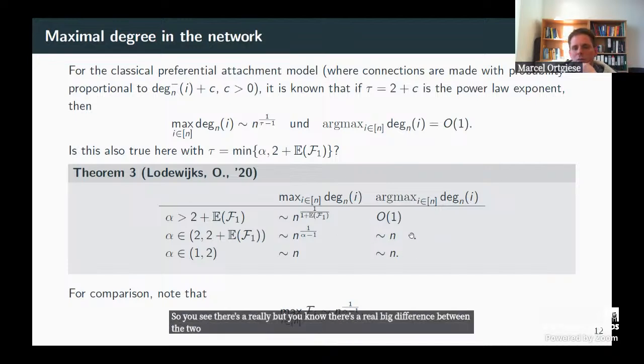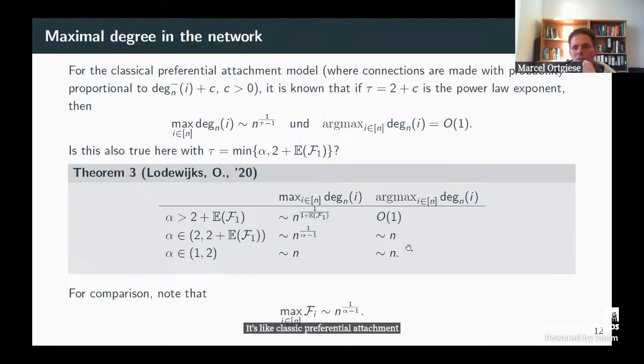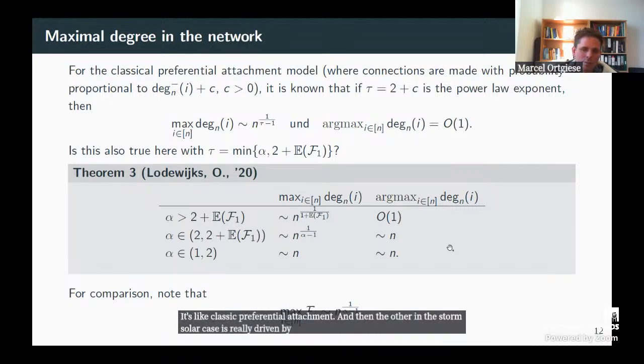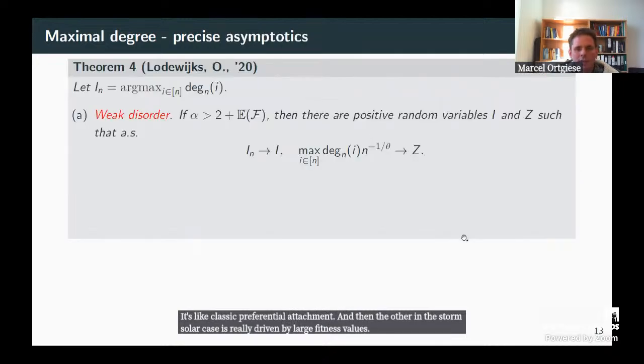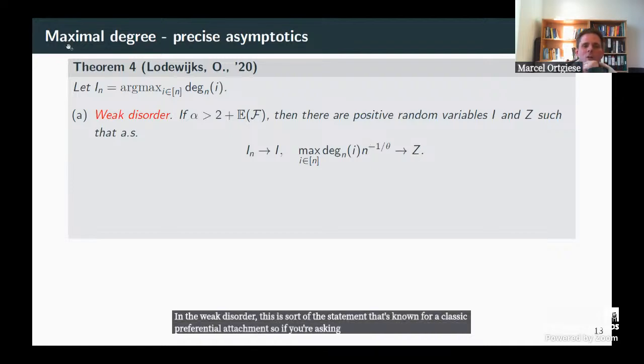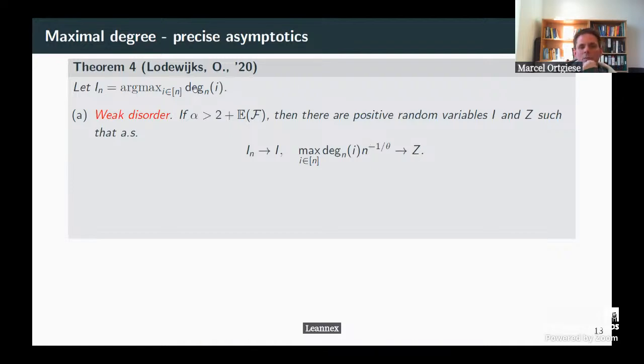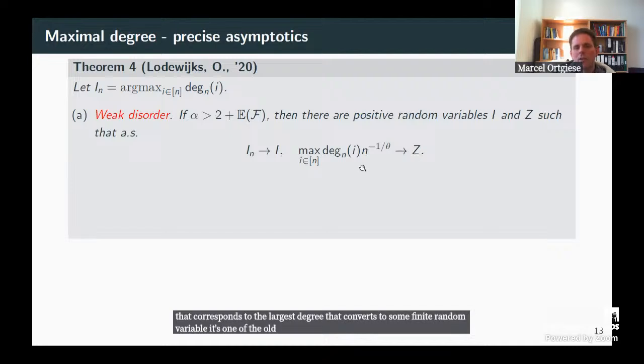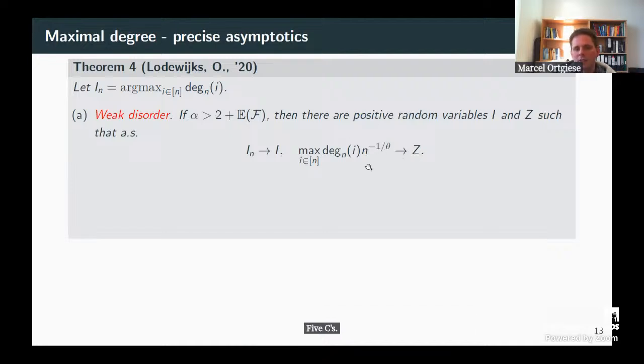In the weak disorder case, it's like classic preferential attachment, and in the strong disorder case, it's really driven by large fitness values. We can make that a little more precise. In the weak disorder case, this is the statement that's known for the classic preferential attachment: if you ask for the index of the vertex that corresponds to the largest degree, that converges to some finite random variable. It's one of the old vertices. And you can use martingale techniques to show that.